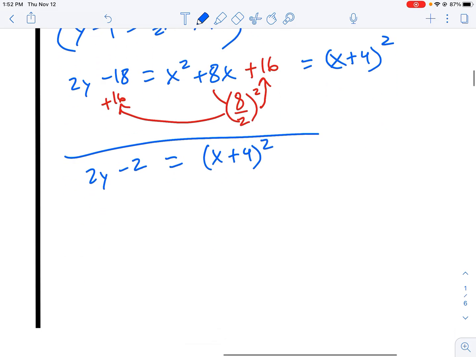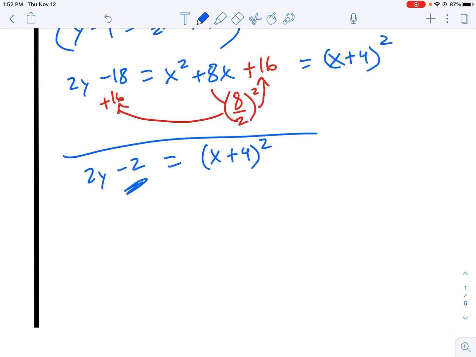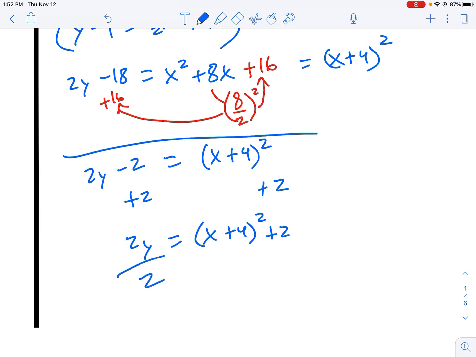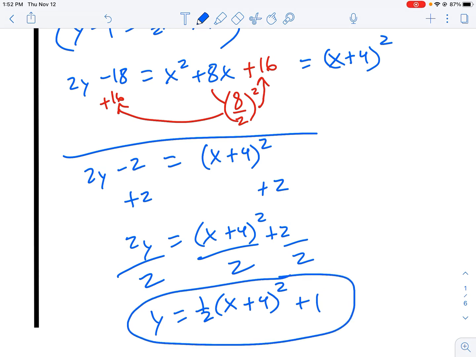So now I want to get it into vertex form by getting these two numbers back on the other side. So I'm going to add 2. I got 2y is (x plus 4) squared plus 2. And then I get rid of this 2 here by dividing everything by 2. Divide by 2, divide by 2. And then we got y equals, this binomial cut in half is going to be 1/2 of the binomial. And then 2 divided by 2 is just 1. So now this is in vertex form.